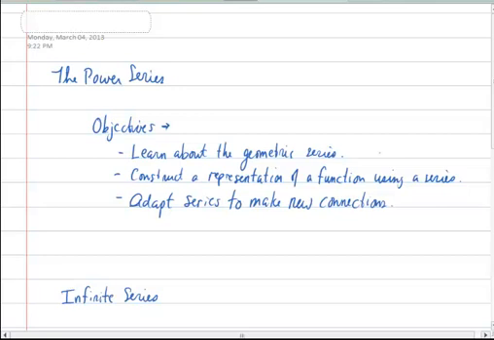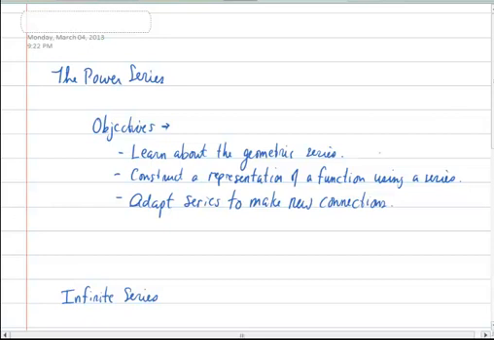Hello everybody, this is Mr. McAllen again, and what I want to talk about tonight is the power series. This is an introduction to a power series so that we can understand how this would apply when we're dealing with using series to approximate functions.